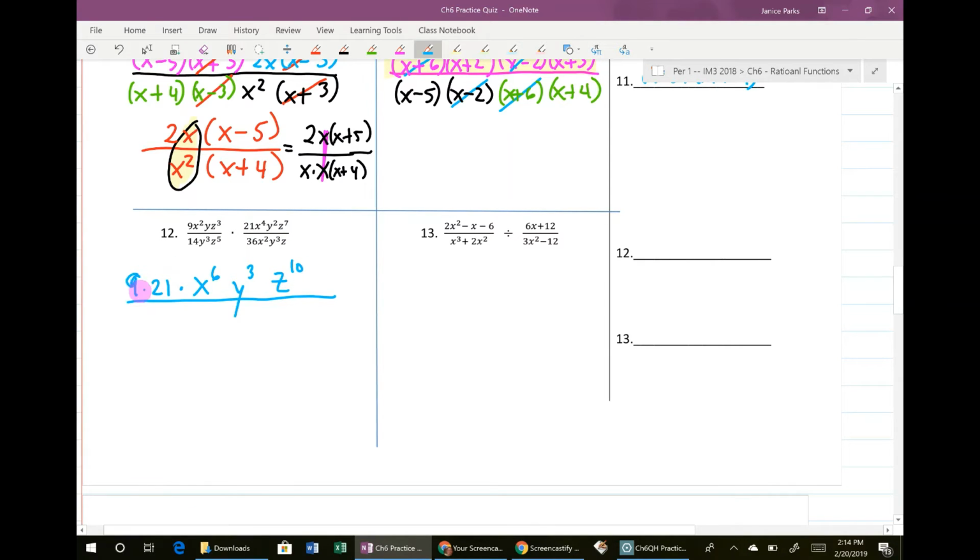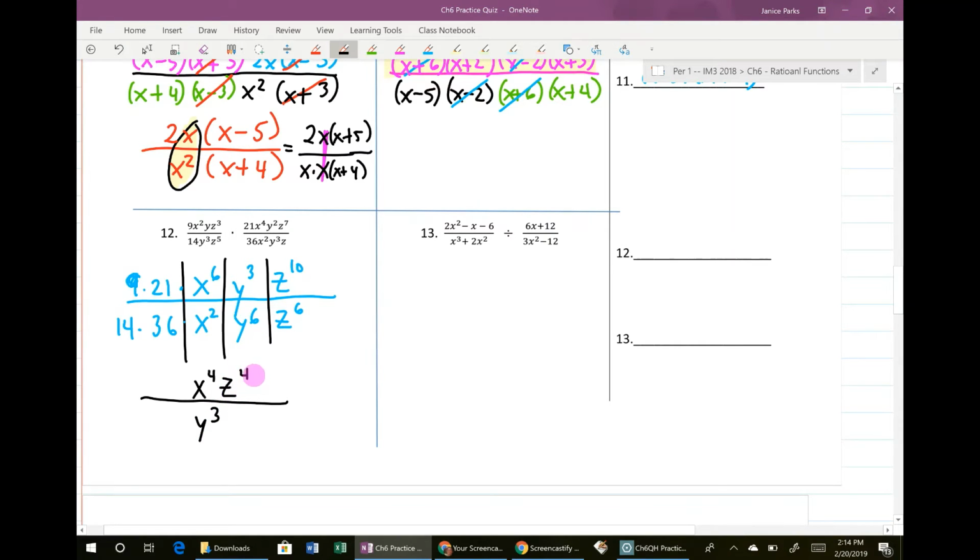In the denominator, I have a 14 and a 36. X's, I have x squared. The y, I have y to the 3rd and y to the 3rd. That's y to the 6th. And then z to the 5th and z, that's z to the 6th. Now, if I separate these out, I can see that for the x's, I have 4 more x's at the top. I have 3 more y's in the denominator, and I have 4 more z's at the top.